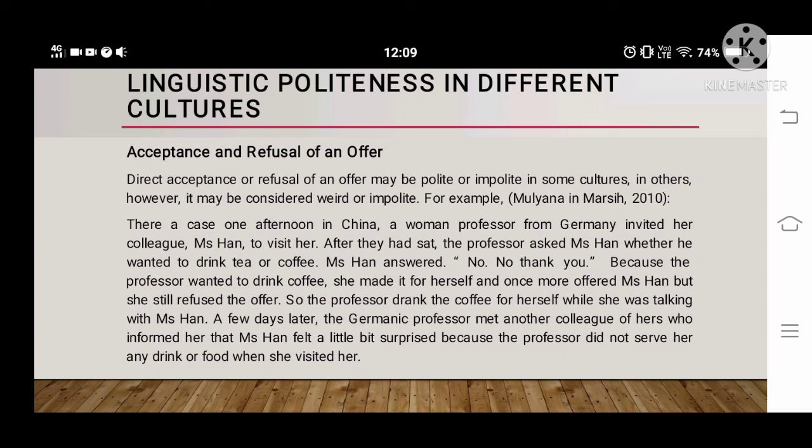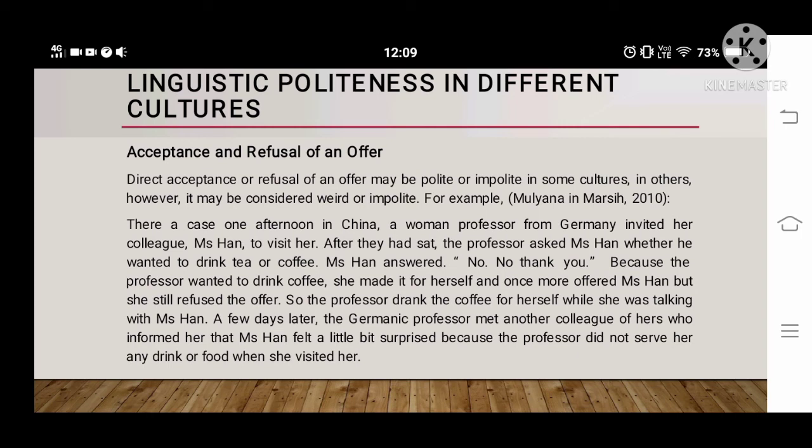For example, Mulyana in Marsi 2010. There was a case one afternoon in China. A woman professor from Germany invited her colleague, Mrs. Han, to visit her. After they had sat, the professor asked Mrs. Han whether she wanted to drink tea or coffee. Mrs. Han answered, "No, thank you," because the professor wanted to drink coffee. Then she made it for herself and once more offered Mrs. Han, but she still refused the offer. So the professor drank the coffee herself while she was talking with Mrs. Han.